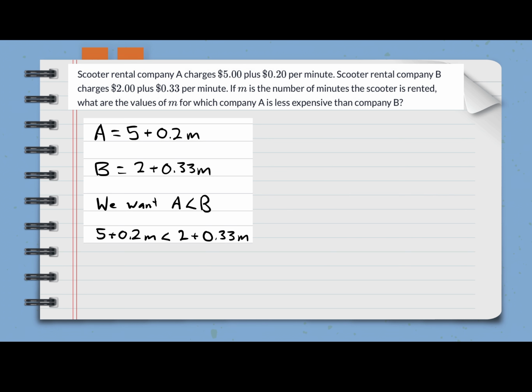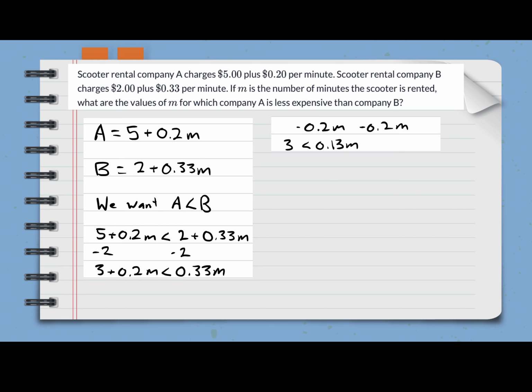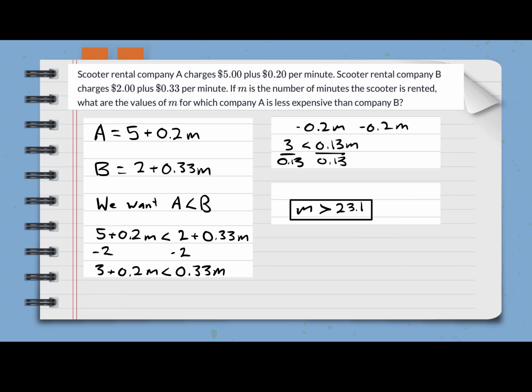So to do that, we set it up by just plugging in the equations for A and B, and then we solve for m. So treat this kind of like an equation, except instead of an equal sign, you'll have this A is less than B. So you solve for m, and you'll find that m is greater than 23.1 minutes, which is the correct answer here. And be mindful to switch the sign when you move the variable on the left side. You will have to flip that sign.